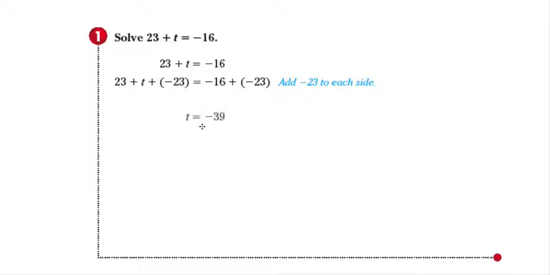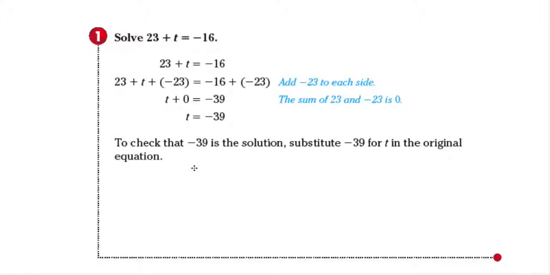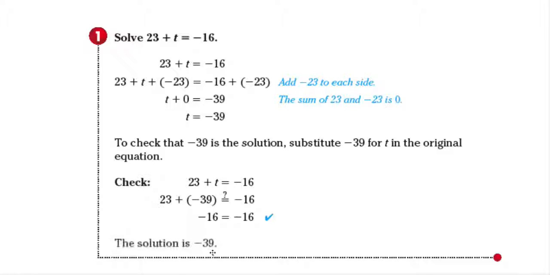T is equal to negative 39, because you're adding 0 to t here. Okay. T equals negative 39. Again, to check this equation, you simply substitute the value of negative 39 for t in the original equation. Okay. You now have 23 plus negative 39. Is it equal to negative 16? By golly, it is. Negative 16 is equal to negative 16. The solution to this equation is negative 39.